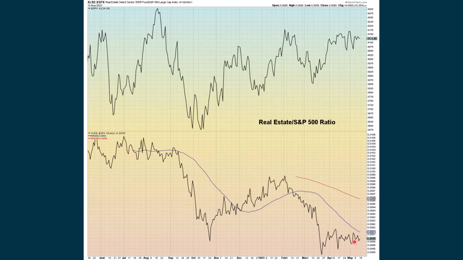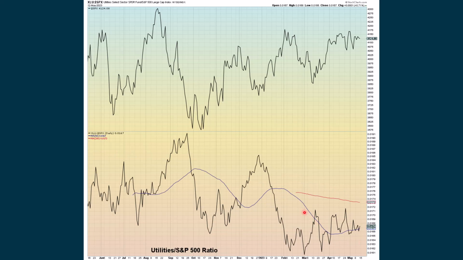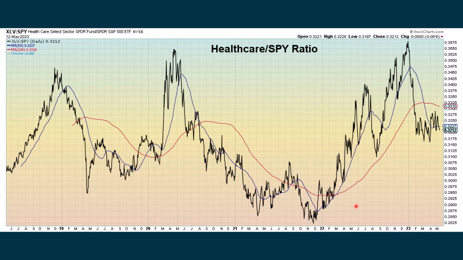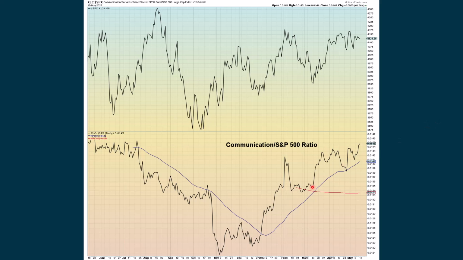Real estate is also in an overall downtrend compared to the S&P. Utilities are also in an overall downtrend. Healthcare is also in an overall downtrend. Here's another look at healthcare showing recent weakness and a lot of sideways movement. Communication has really been outperforming, and we've seen a recent golden cross.